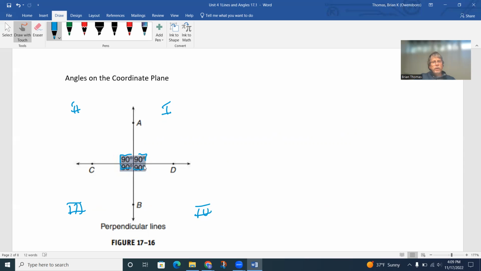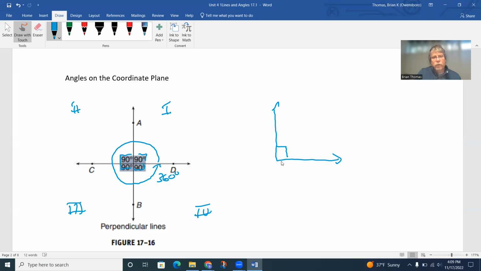Remember, when it's a 90-degree angle, we use a little box to represent that. So this rotation here is described as 90 degrees. Now remember, if you go completely around a circle, if you make one complete revolution, 90 plus 90 plus 90 plus 90, that is going to be 360 degrees. So a full circle or a full rotation is 360.